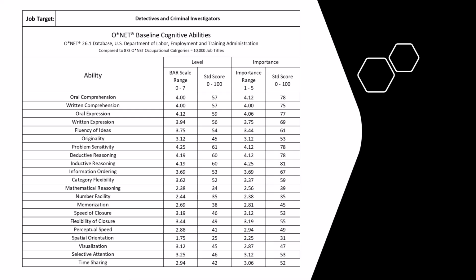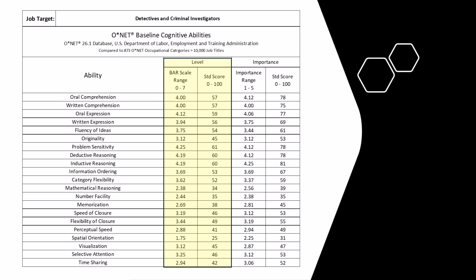The core function of the profiler is to define the cognitive demands of the job target by quantifying the required level and importance of a comprehensive list of cognitive abilities. This provides OTs with a metric-driven profile crucial for vocational planning and rehabilitation. The profiler presents 4 scores for each ability.